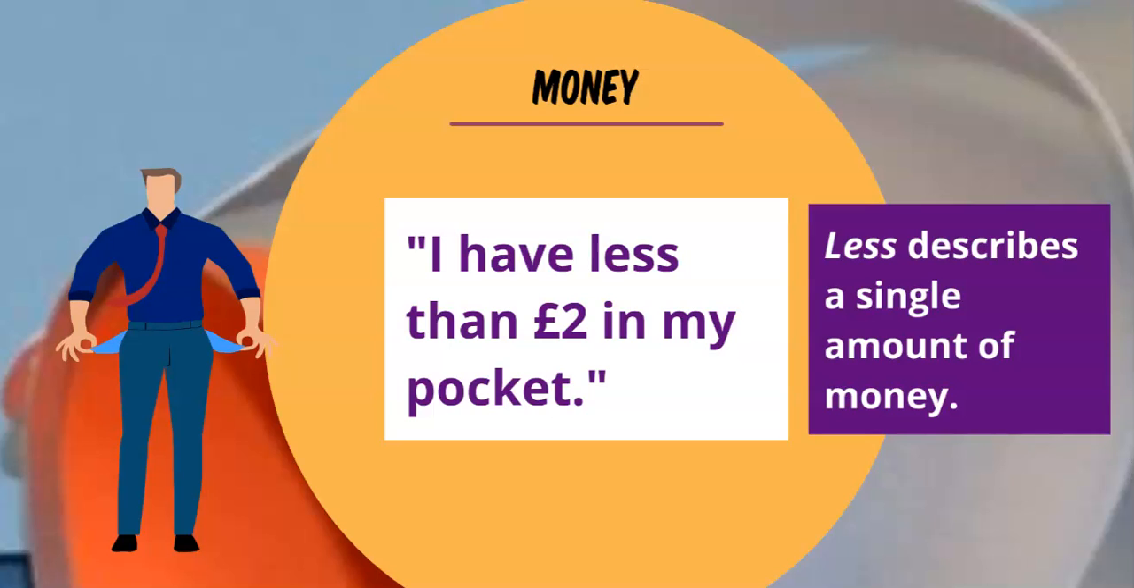The first is with money. I have less than £2 in my pocket. This should be I have fewer than £2 in my pocket because a pound is countable. But the idea is that less describes a single amount of money.